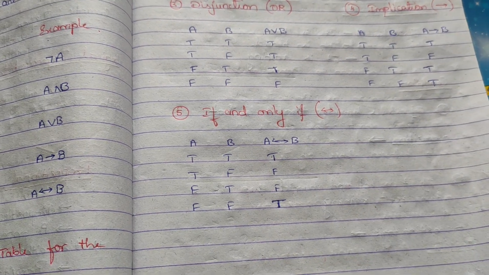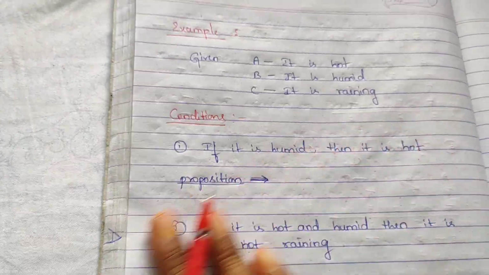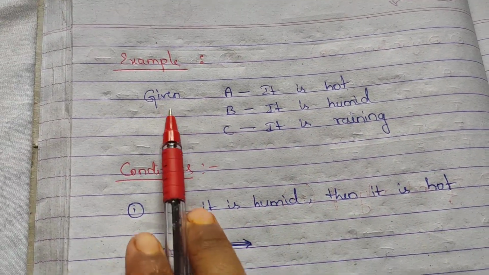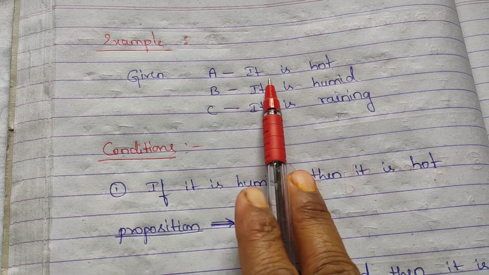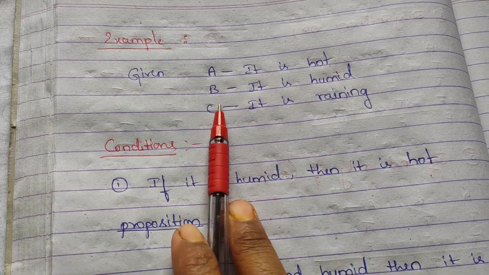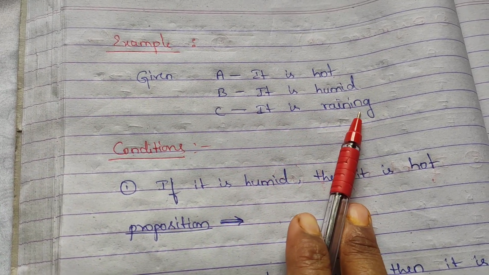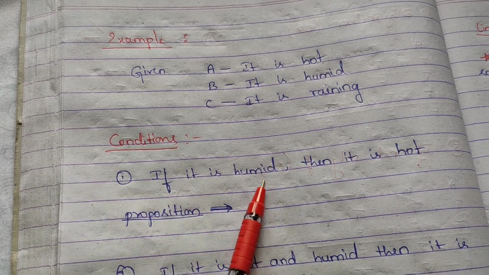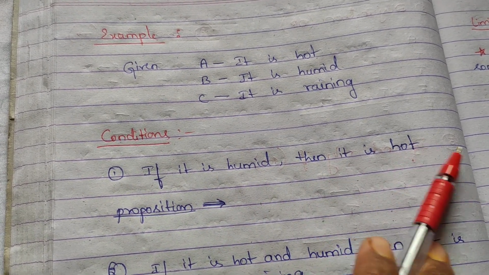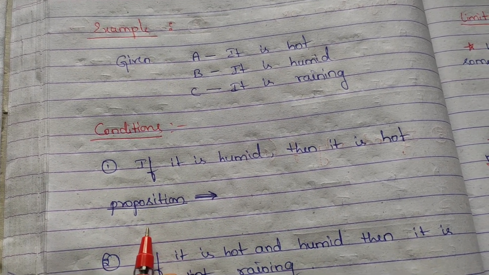How will they give a question in an examination? The question will be like this. In an examination, for example, they will give: A is it is hot, B is it is humid, C is it is raining. Like this they will give, and they will give a condition: if it is humid, then it is hot. We have to write the propositional logic.